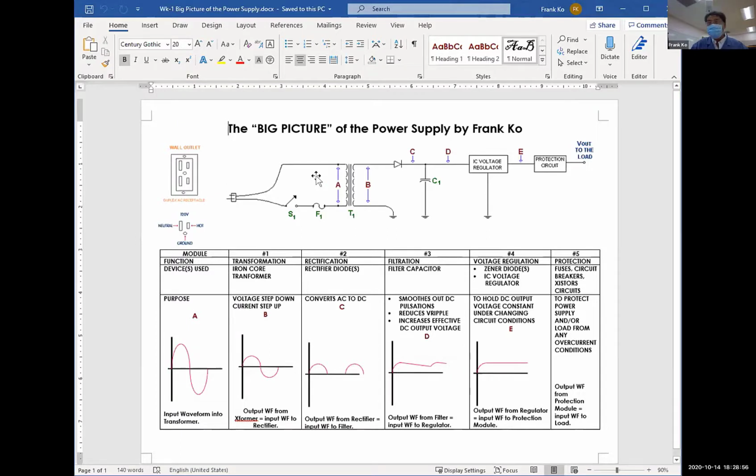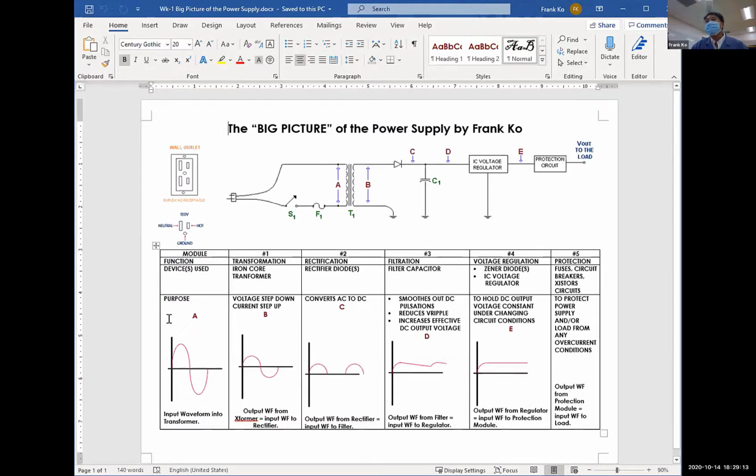Very often in your power supplies, you will have an F1. What's F1? It's a fuse. And what's S1? S1 would be a switch. So very often your power supplies will have some kind of a switch. Now, this is what's being presented by the wall outlet.